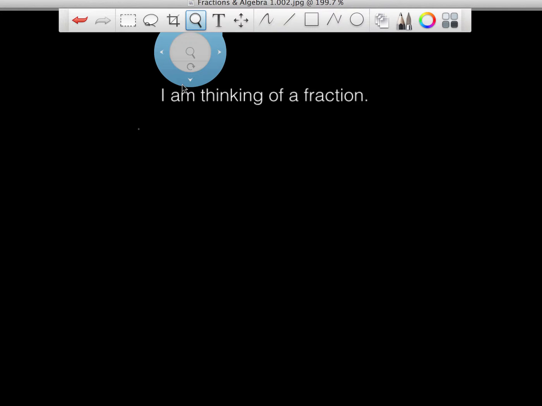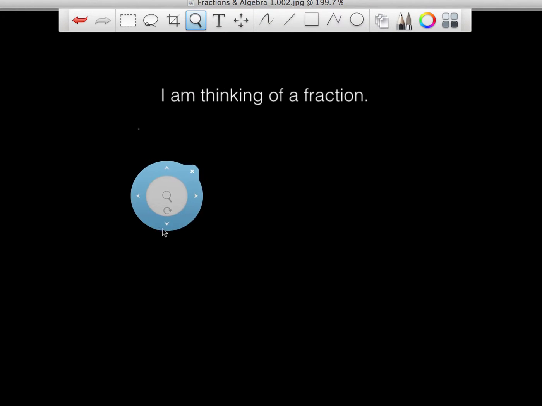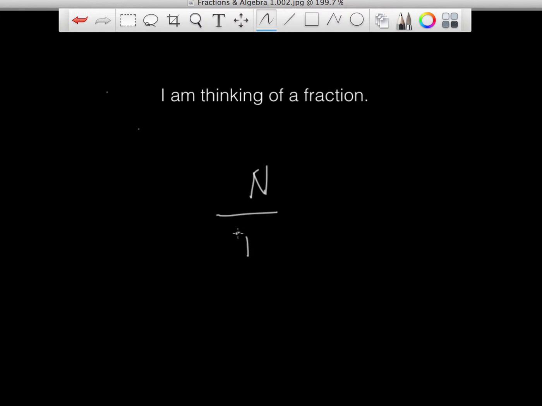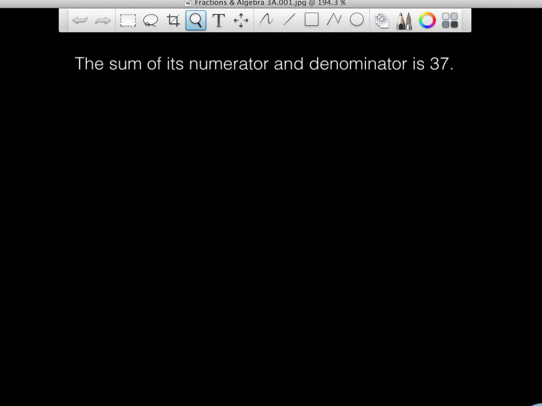First sentence, I am thinking of a fraction. That's pretty straightforward. That just tells you that the answer you're looking for should be a fraction. A fraction has the form of numerator over denominator. This is what your final answer should look like.